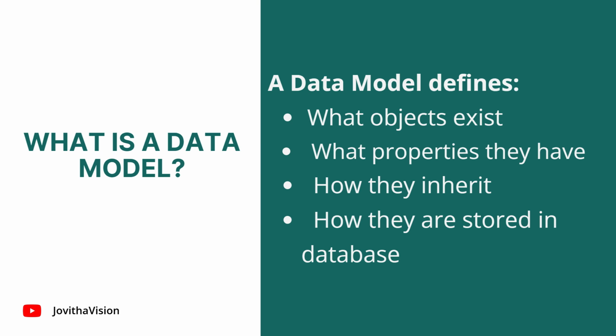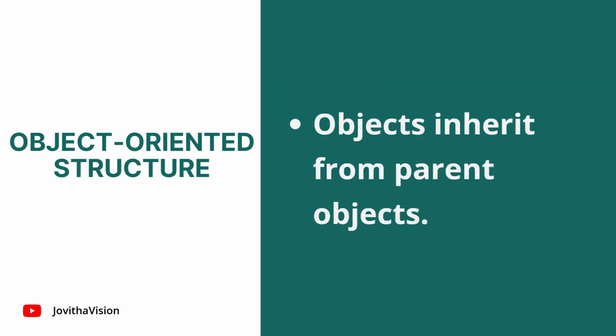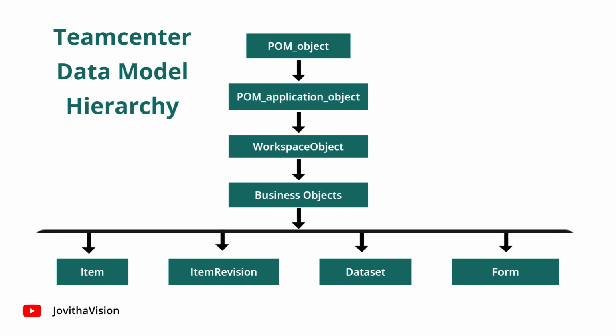A data model defines what objects exist, what properties they have, how they inherit, and how they are stored in the database. Teamcenter follows an object-oriented structure. That means objects inherit from parent objects. Now let's understand the hierarchy shown in the diagram.